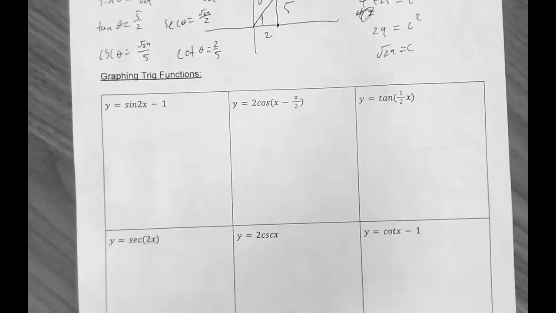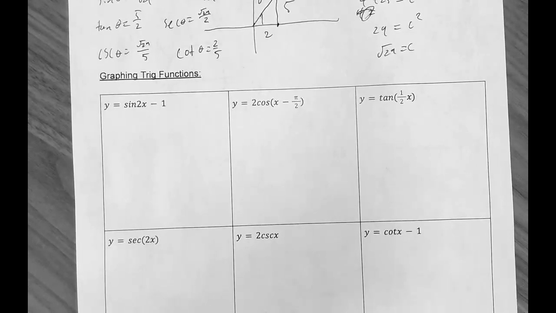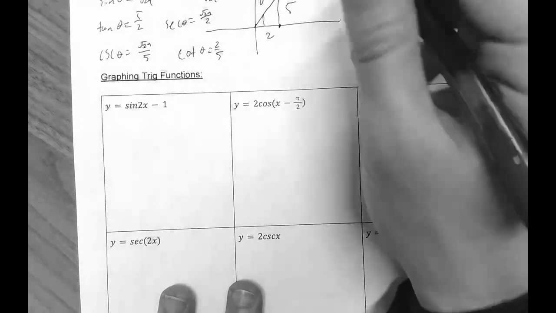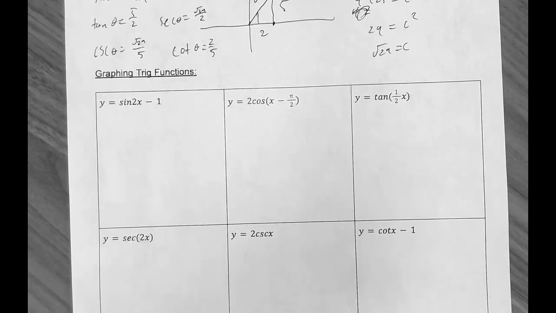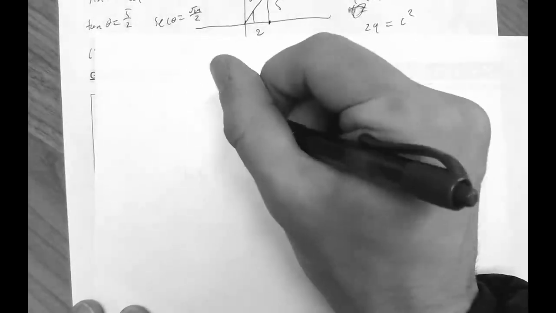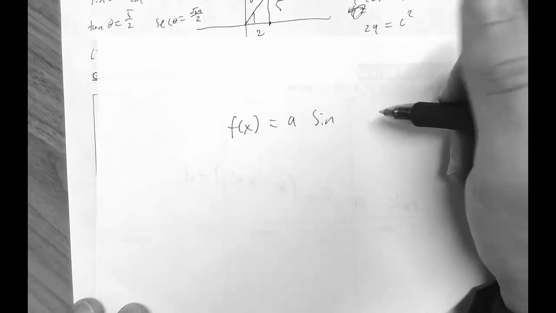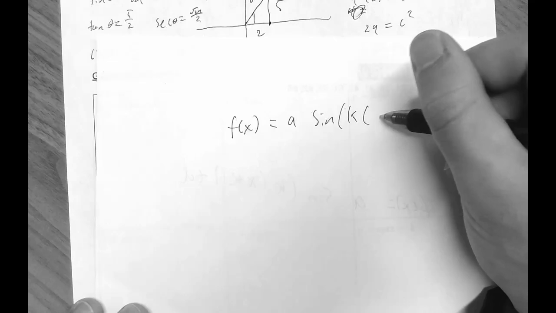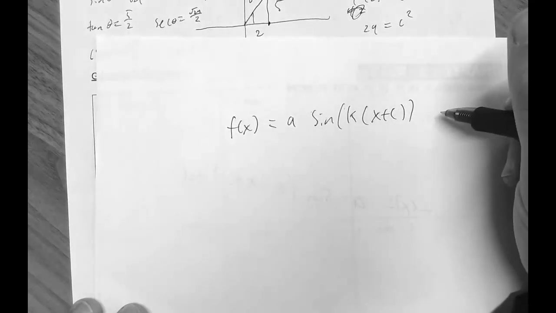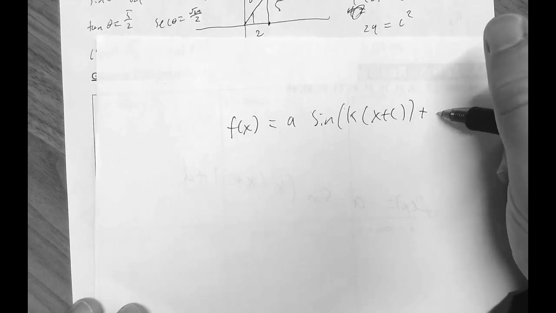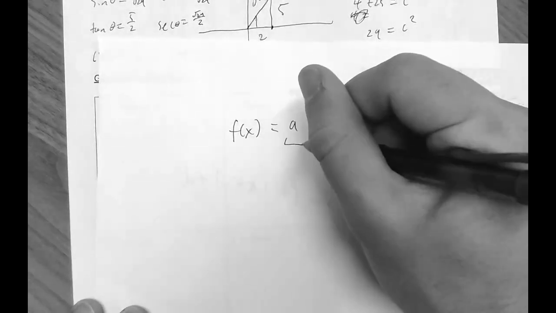Okay, now we got the graphing. So it's important to memorize or to write down the graphing notes. So where's the midline, where's the amplitude, etc. So let's do that here. So we have f of x equals a, and then your trig function, which we'll just use sine for now, sine of kx plus c, plus d. Okay, so a right here, this is your amplitude.